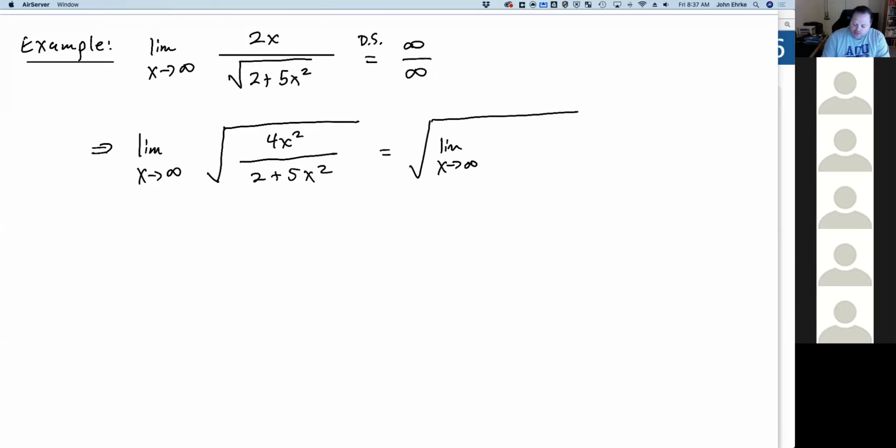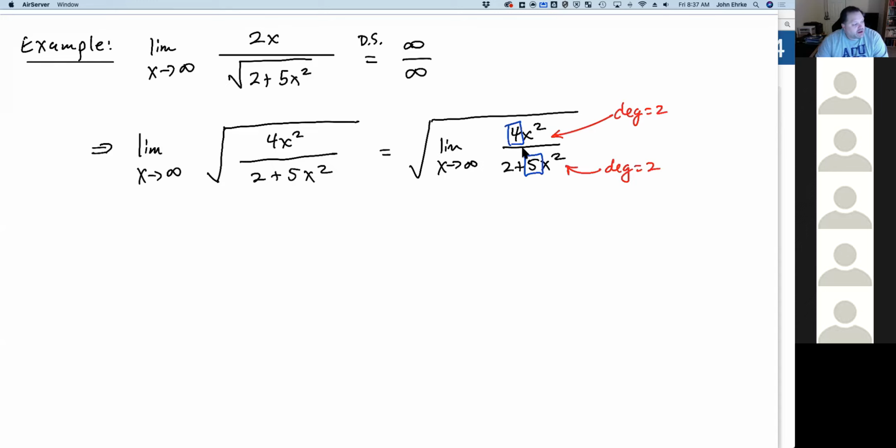So I can now bring the limit inside of the square root. And what I have at that point is something that we should recognize. I'm now taking the limit of a rational function, where the degree of the top is 2 and the degree of the bottom is also 2. Because the degrees match, the limit is whatever the ratio of the leading terms is.